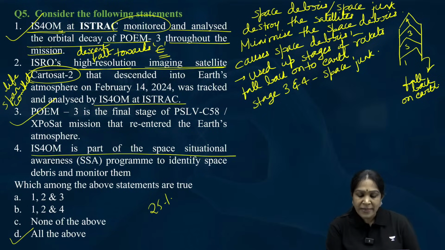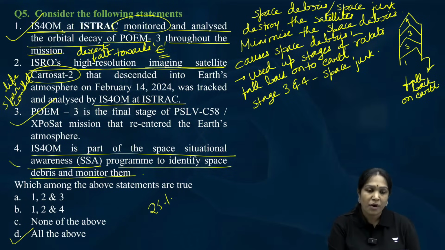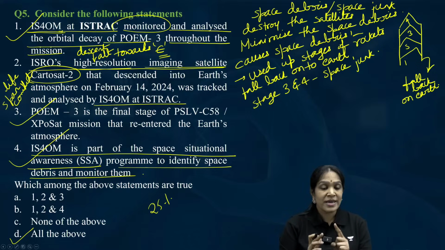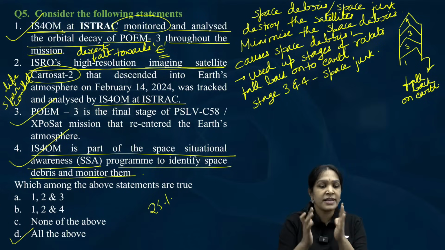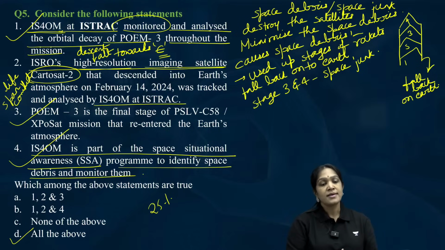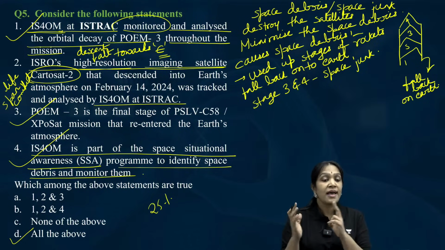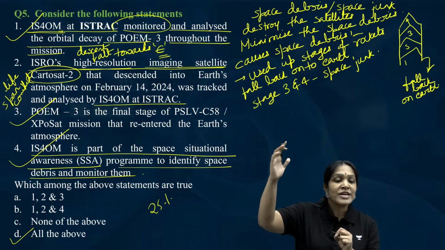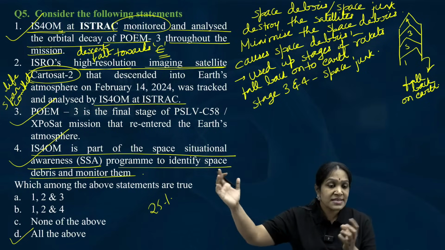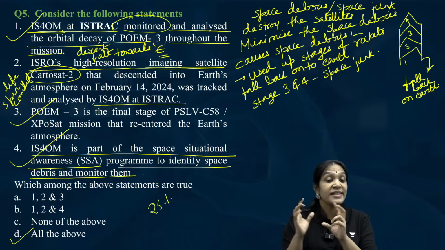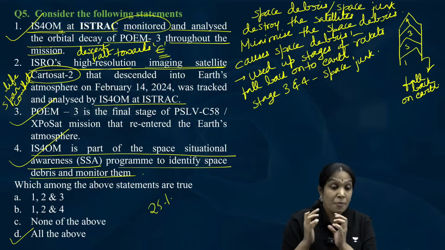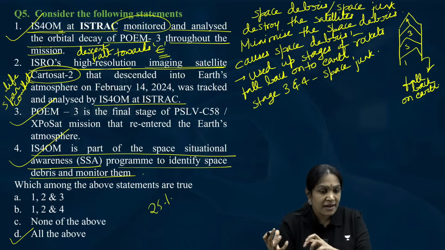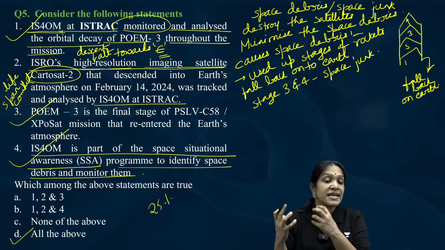IS4OM is a part of the Space Situational Awareness Program to identify the debris and monitor them. Space Situational Awareness: this is to get awareness about the situation in space. What do you mean by the situation in space? How much debris you have there, and awareness about the circumstances in space.